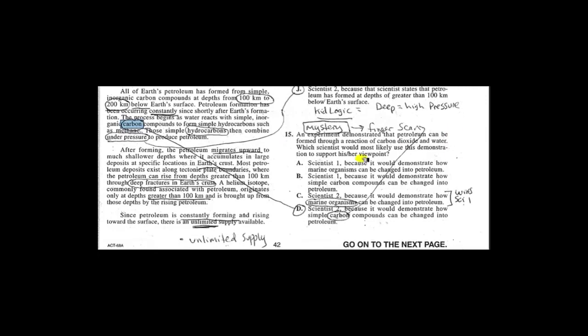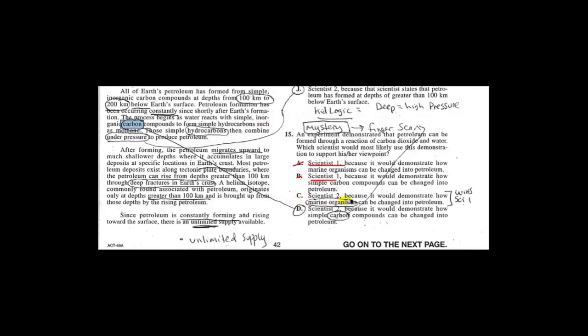It says organic carbon compounds to form simple hydrocarbons such as methane. So we know that Scientist 2 is going to be the one that will support this. So we could go ahead and start crossing out answer choices. Anything to do with Scientist 1 is flat out wrong. A, Scientist 1, B, Scientist 1. Now we simply have to read this area and look for the one that gives the better answer choice.